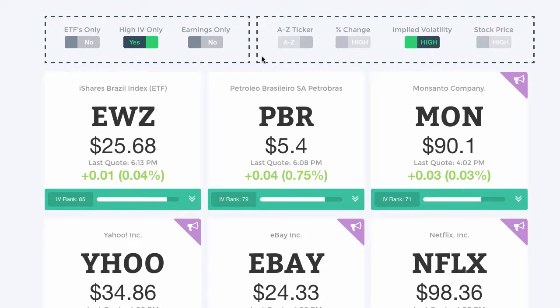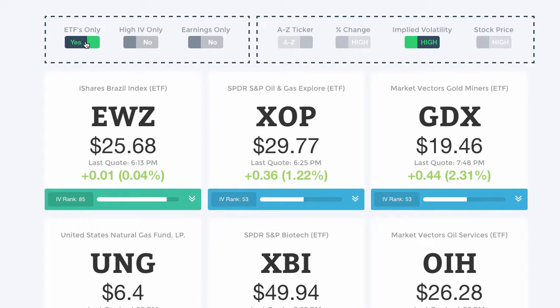Now let's say that you really don't care about implied volatility for some reason. So, okay, we're going to take off the high implied volatility. We're going to filter on just ETFs. Okay, so now we're going to take out all possible stocks, all possible earnings out there. We're just going to look at only ETFs.